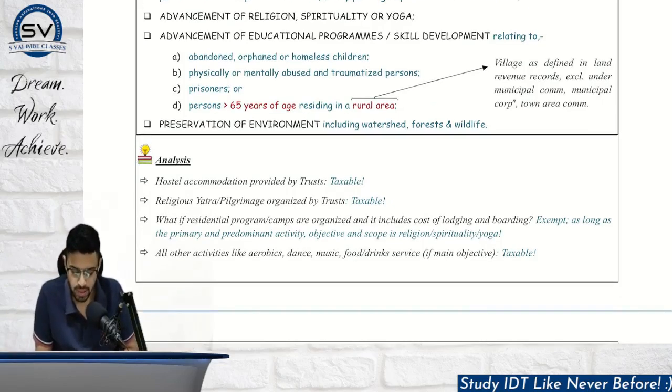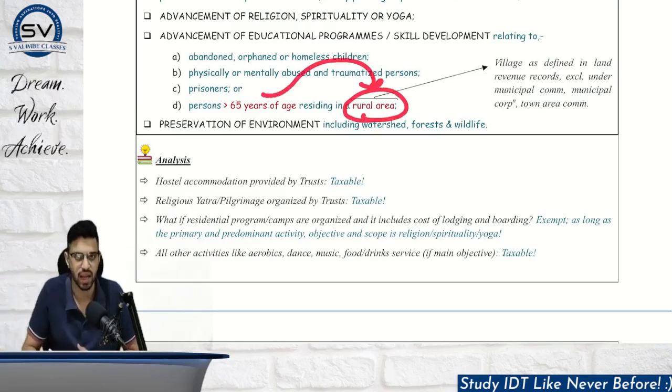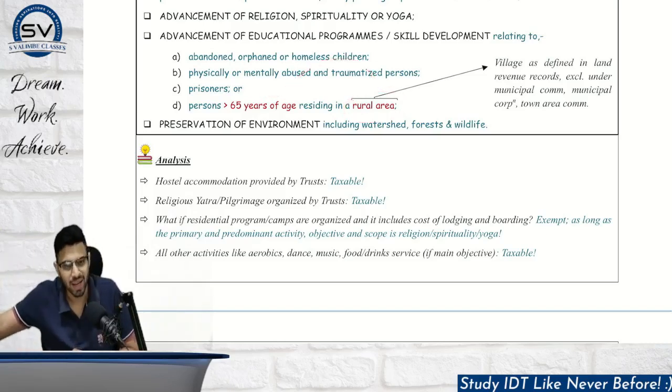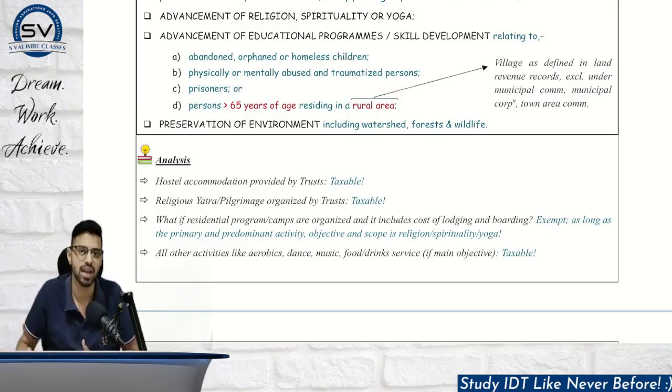Persons more than 65 years of age residing in rural area. Two points to be noted. Point number 1, exceeding 65. This becomes important from your MCQ point of view. Up to 65, no exemption. More than 65, but those people who are in rural area. So aged people in rural area, you are going and teaching them. It's a very nice thing. Don't charge any kind of GST.